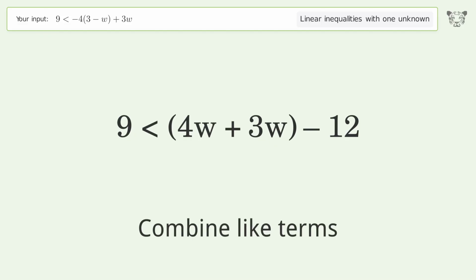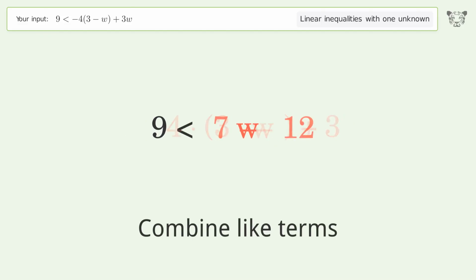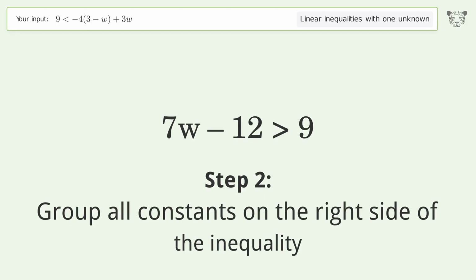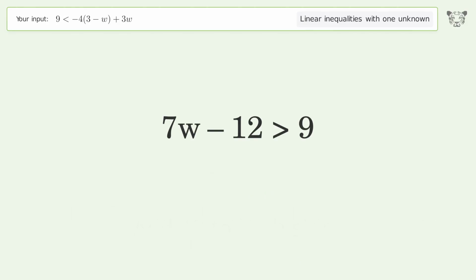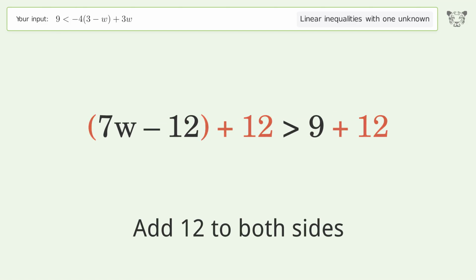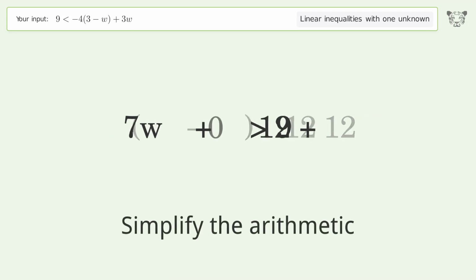Combine like terms. Swap sides. Group all constants on the right side of the inequality. Add 12 to both sides. Simplify the arithmetic.